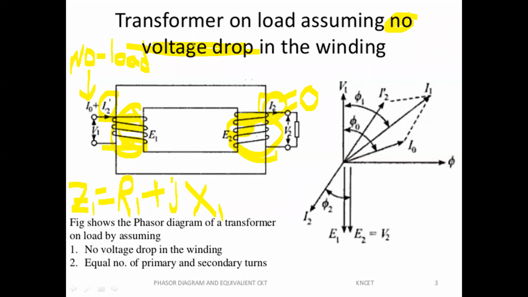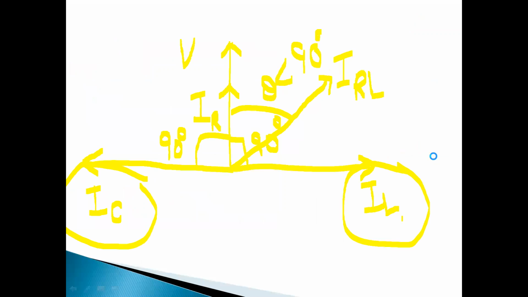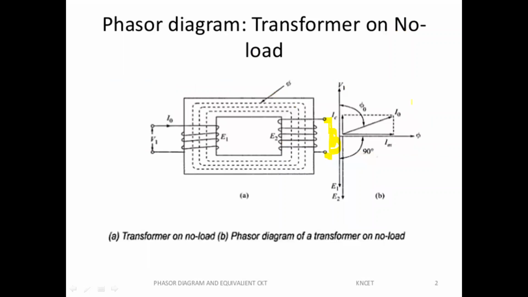If the voltage drop is neglected, meaning the impedance drop on the primary side and on the secondary side is neglected, we take the voltage V1, the primary side input voltage, as reference. This is the total no load current. Actually, this no load current is resolved into two components, but for simplicity we draw only I0.